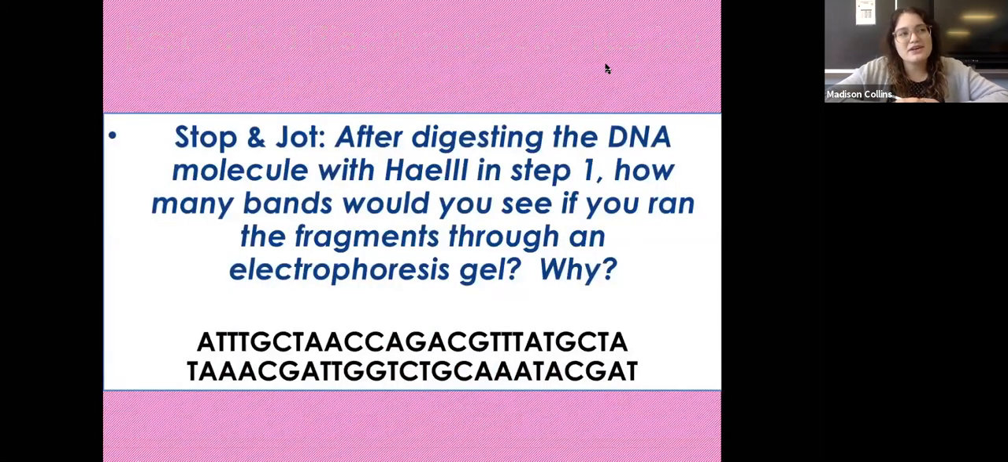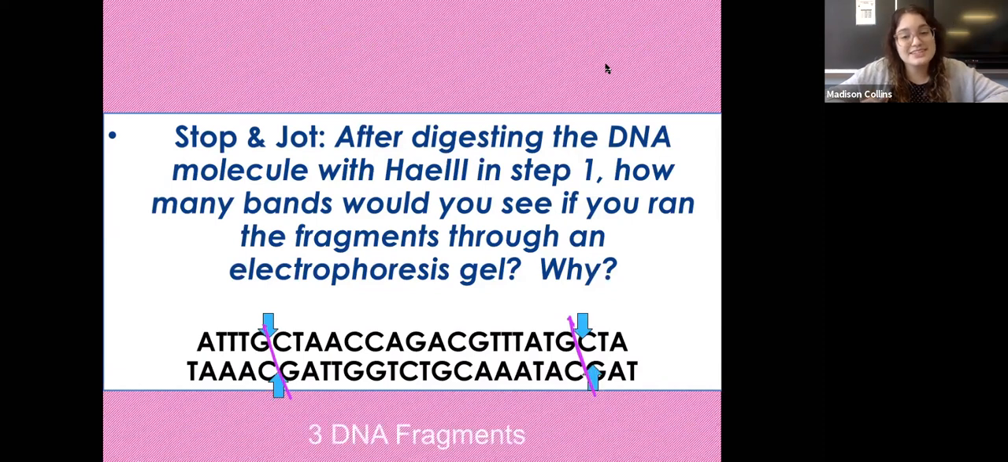Right. So now, once we've cut up that DNA, we're then going to place it in our gel. But if we were to place that DNA strand in our gel and turn on the electricity, how many different fragments would we see if we ran it through the gel? Again, we cut it right here and we cut it right here. So how many fragments would we see? Well, we're going to again have 3 DNA fragments in the gel, right?